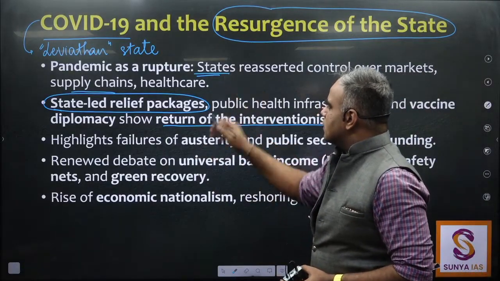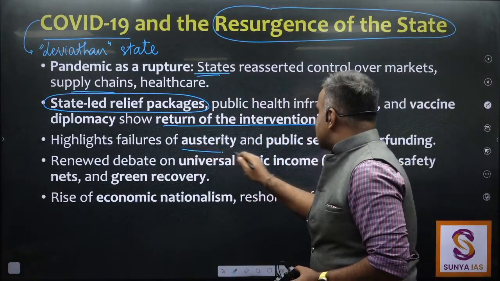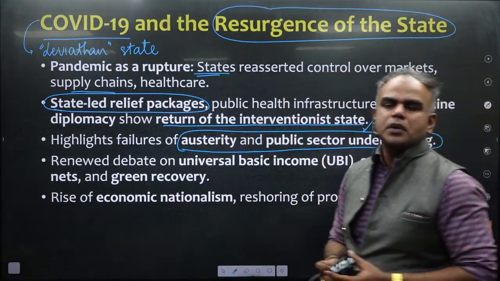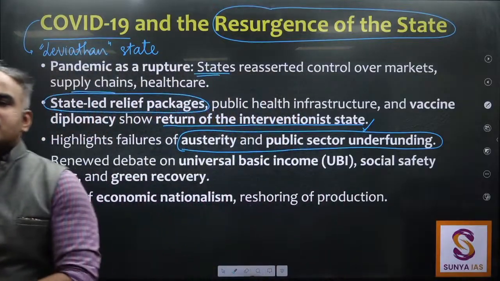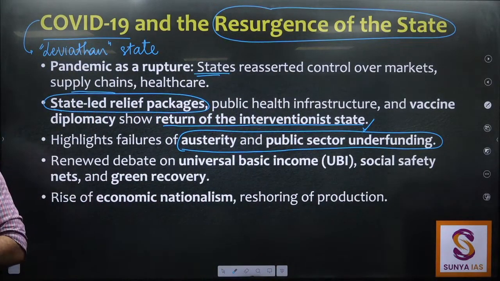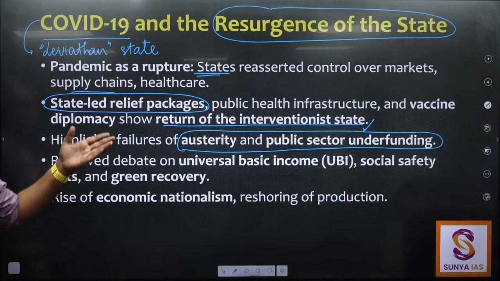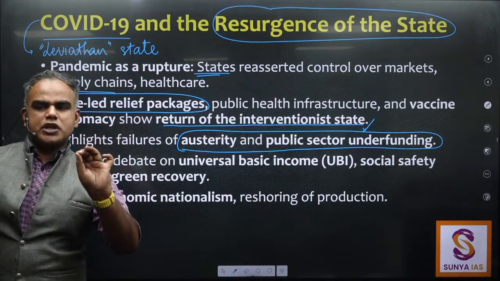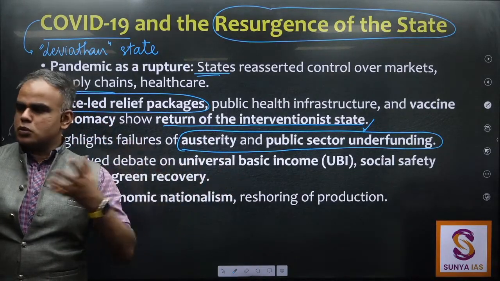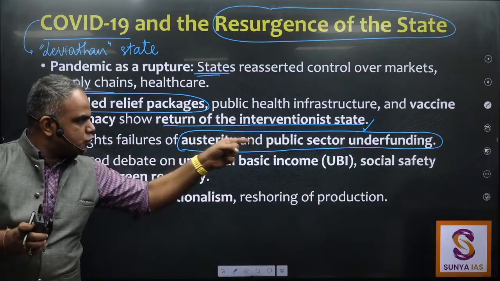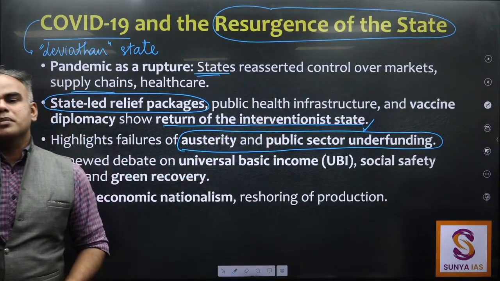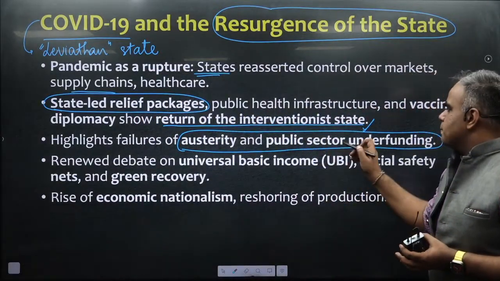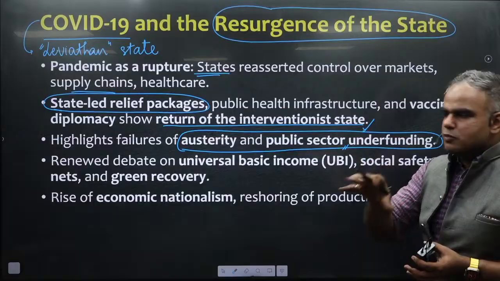Then there is the failure of austerity and public sector underfunding. This is also important. Even the best of the best healthcare, be it in Italy, be it Greece, even in the US and UK, it showed that the tall claims of the private sector being most efficient were very hollow. They were not able to take into account everything, and this also shows that public sector underfunding was the problem. So it almost re-emphasizes the need for the public sector to be funded more.